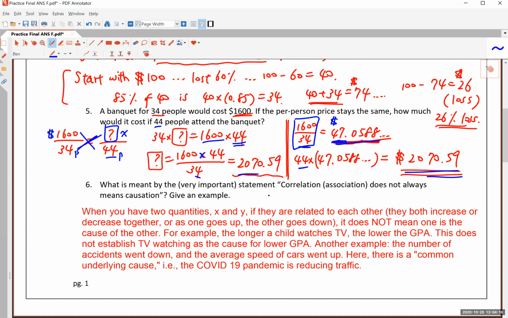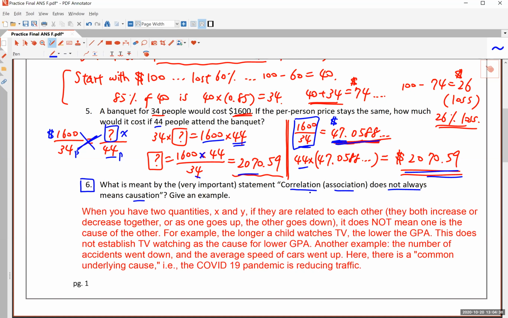Number six, what is meant by the statement correlation or association does not always mean causation? Okay, now let me emphasize this. This is one of the most important takeaways from this course. Did you hear me? Okay, if you forget everything else in this course, I hope you don't, but if you do, try to remember this.